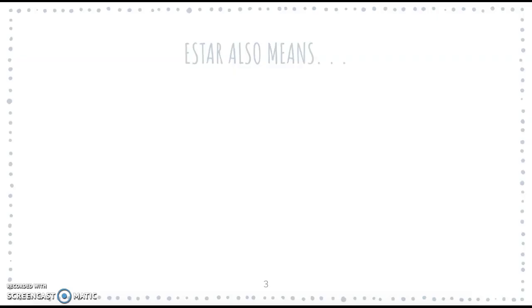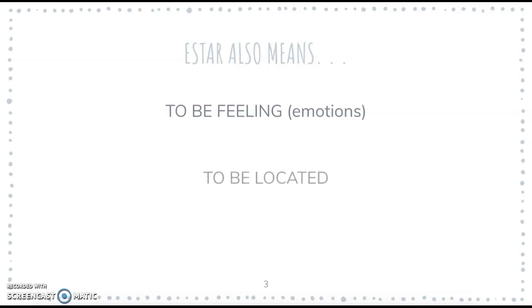So, estar can also mean to be feeling, so to talk about your emotions, saying I am happy, she is sad, and so on and so forth. It can also be used to talk about location as well. So if I want to say I am in the classroom, she is in the bathroom, he is in history class. All of those are talking about your location, which means we're going to use our verb estar.